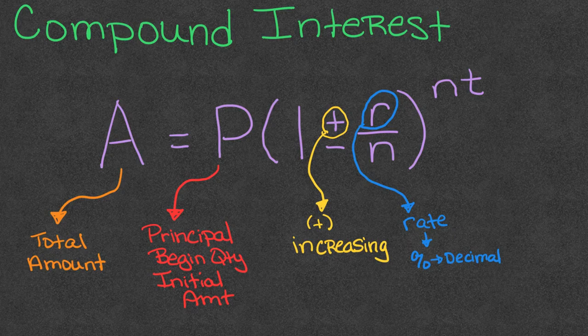Now here we have our two variables. You'll notice the letter N is located in two locations. One is in the denominator of the fraction inside the parentheses below the rate, and the other one is in the exponent position next to the T for time. So I'm going to kind of circle both of these in darker purple, and we will discuss those over here.